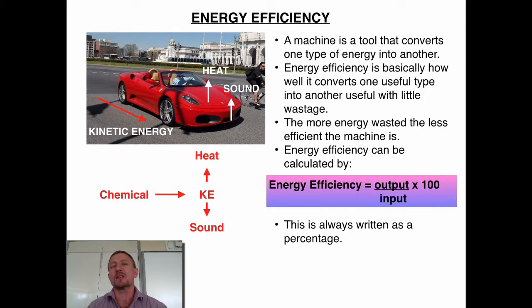Now you'll see this a lot on certain fridges, dishwashers, washing machines. You'll see a star system, and they'll say how efficient it is at converting electrical energy into its desired energy that the machine is going to perform. The higher up this number of stars, the more efficient it is, the better it is at converting one type of energy into another.